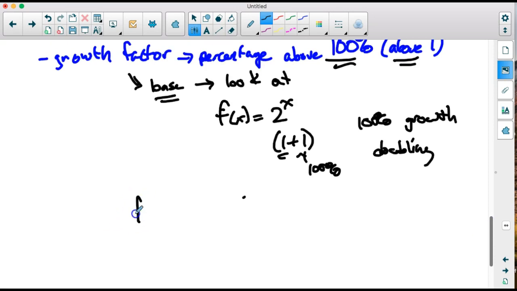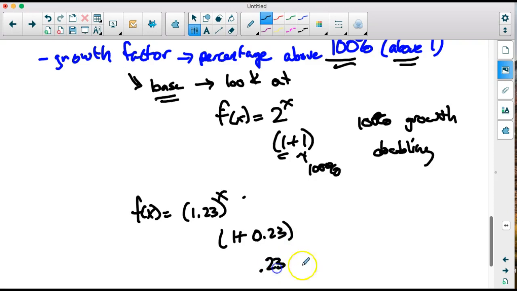So if we had a function of 1.23 to the x, then that means we have 1 plus 0.23. That means we have a 0.23 growth factor, which is equal to a 23% growth factor. So we're looking at a percent above the 100 if we're doing growth. If we're doing decay, then we're looking for a number under 1. Okay, we'll talk about that in the next video.